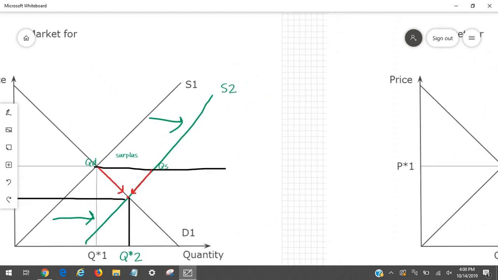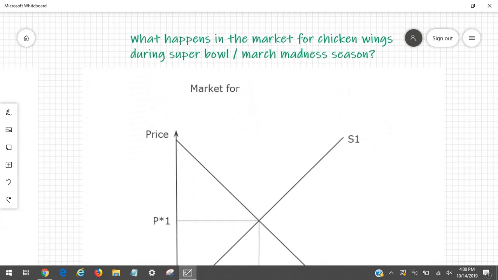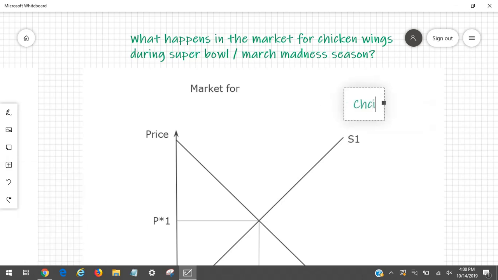Okay, so let's move on to the next example. This one says, what happens in the market for chicken wings during Super Bowl or March Madness season? Okay, so notice here, they're not asking us about the market for chicken. They're asking us for the market for chicken wings, so a little more specific.